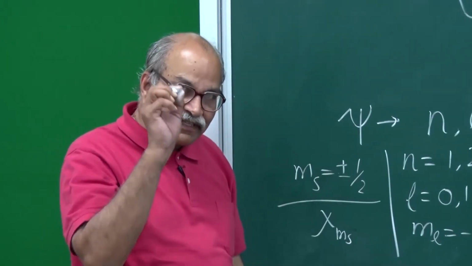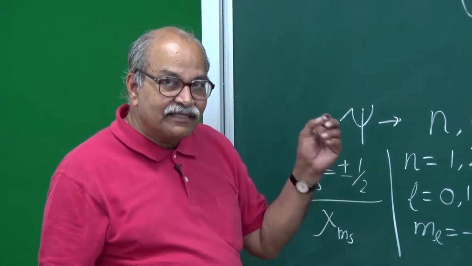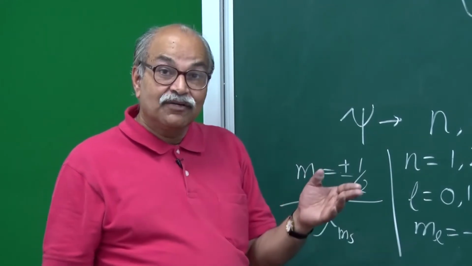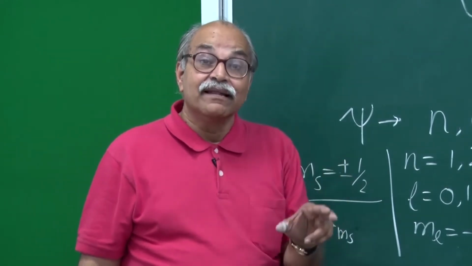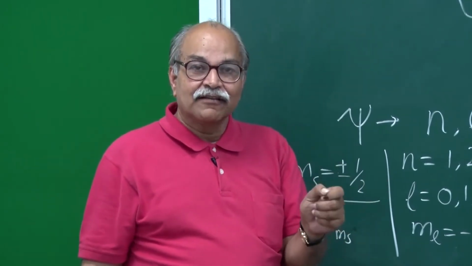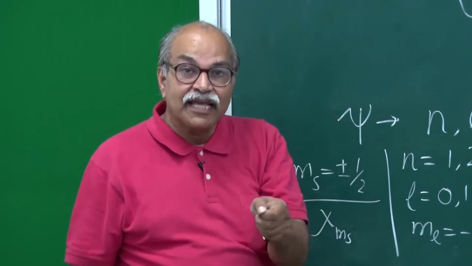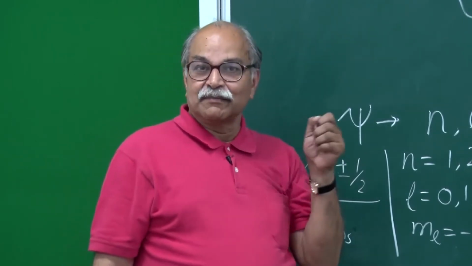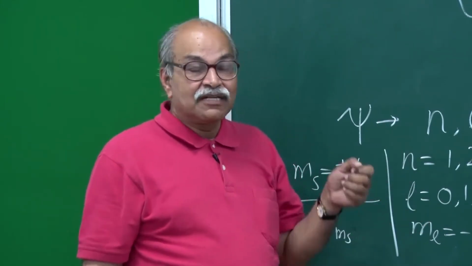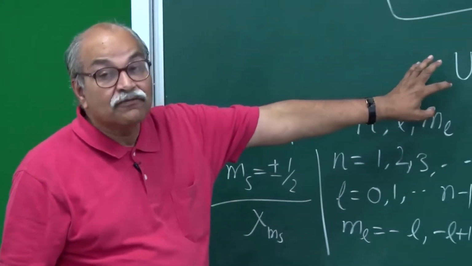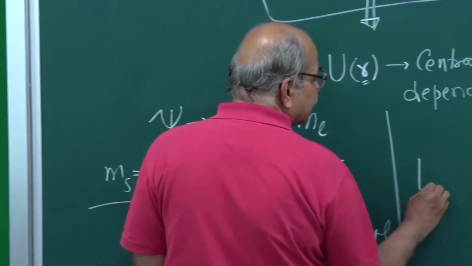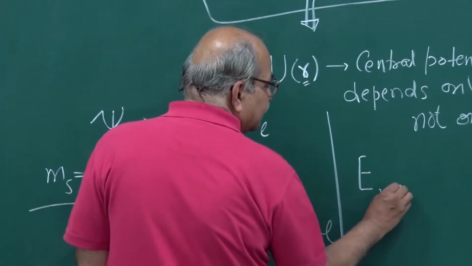The one difference is that the energy corresponding to these quantum states now depends on n and l. For Coulomb potential, it only depends on n. If your potential is 1 by r type, then it depends only on n, not on l, not on ml. But if it is central but not of Coulomb type, then energy depends on n and l. So we don't write En, we write Enl.